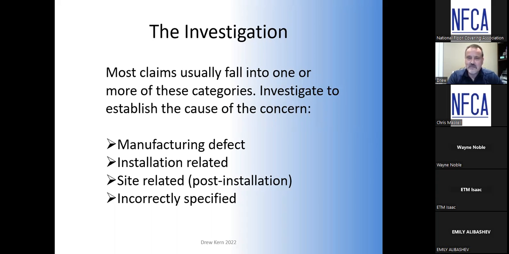On any floor when you have a complaint, is there a manufacturing defect? Let's rule that in or out. We're going to talk about this slide when I look at the pictures. Is there an installation problem here? Is it somehow related to the way it was installed? Site related, how it's maintained, how it's cleaned, how it's used, how it's abused. Maintenance is also humidity and temperature controlled, window coverings. Has the floor been correctly specified?